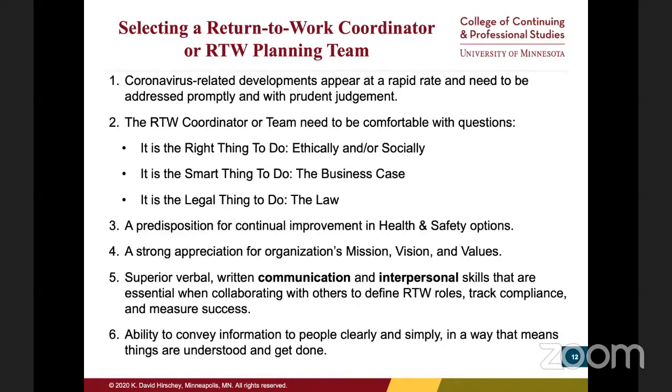Speaking of the return to work coordinator or the return to work planning team, coronavirus and the related developments are changing, obviously, at a rapid rate, and the information needs to be addressed promptly and with prudent judgment. So one of the qualifiers for the individual or the team is their access to information and their ability to transfer and relate that information.